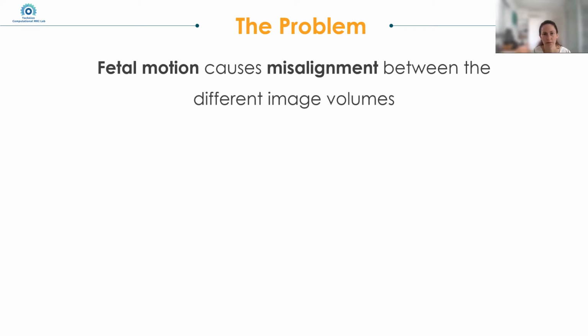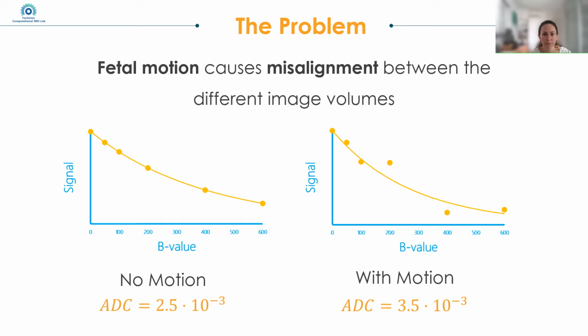Since the ADC quantification is done voxel-wise, it is sensitive to potential misalignment between images acquired at different B-values, which can occur from fetal motion. In the left graph, we see the expected exponential signal of a single voxel with an ADC of 2.5 times 10 to the minus 3. But the actual signal looks more like the right signal due to noise and fetal motion. And the predicted ADC is 3.5 times 10 to the minus 3.